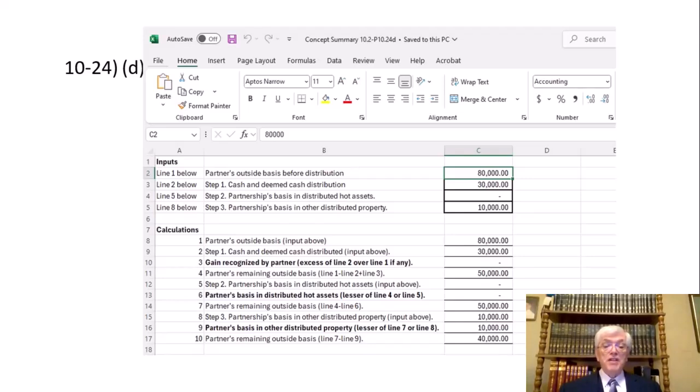Then subtract the partnership's basis in the property, which is only $10,000 under this assumption, which means the partner's basis in that property will be the partnership's basis of $10,000, and Terry still has $40,000 remaining in the basis of her partnership interest.